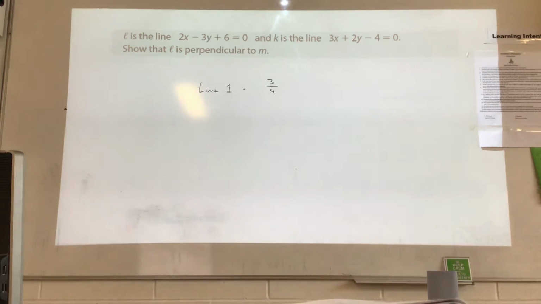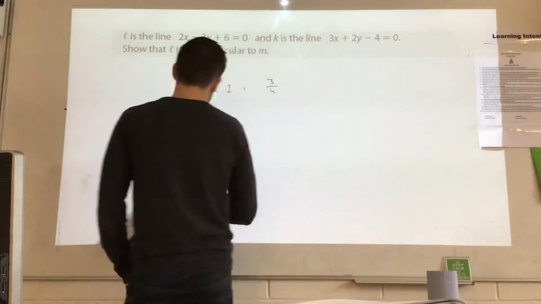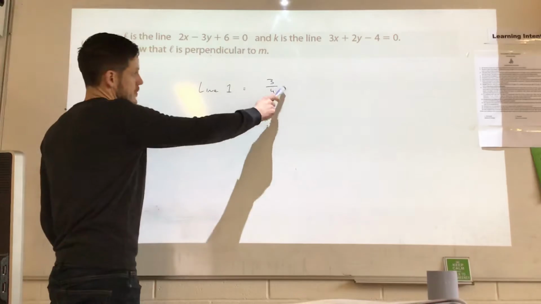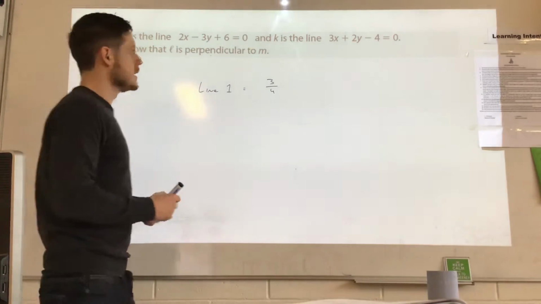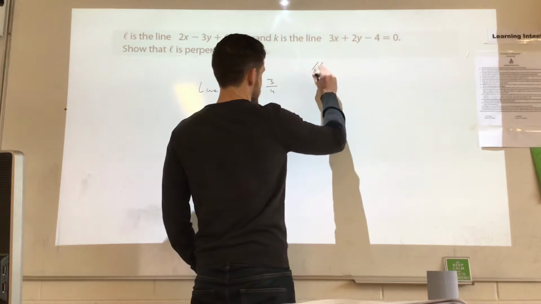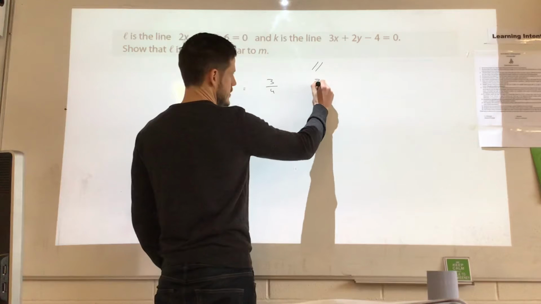Alright guys, so we're going to have a little look at some perpendicular and parallel lines. So before we start, just a few things to note. Say if line 1 has a slope of 3 over 4, that's my slope. Any line that's parallel to this, so parallel is denoted by train tracks that never touch, will have the same slope. So it will be 3 over 4.